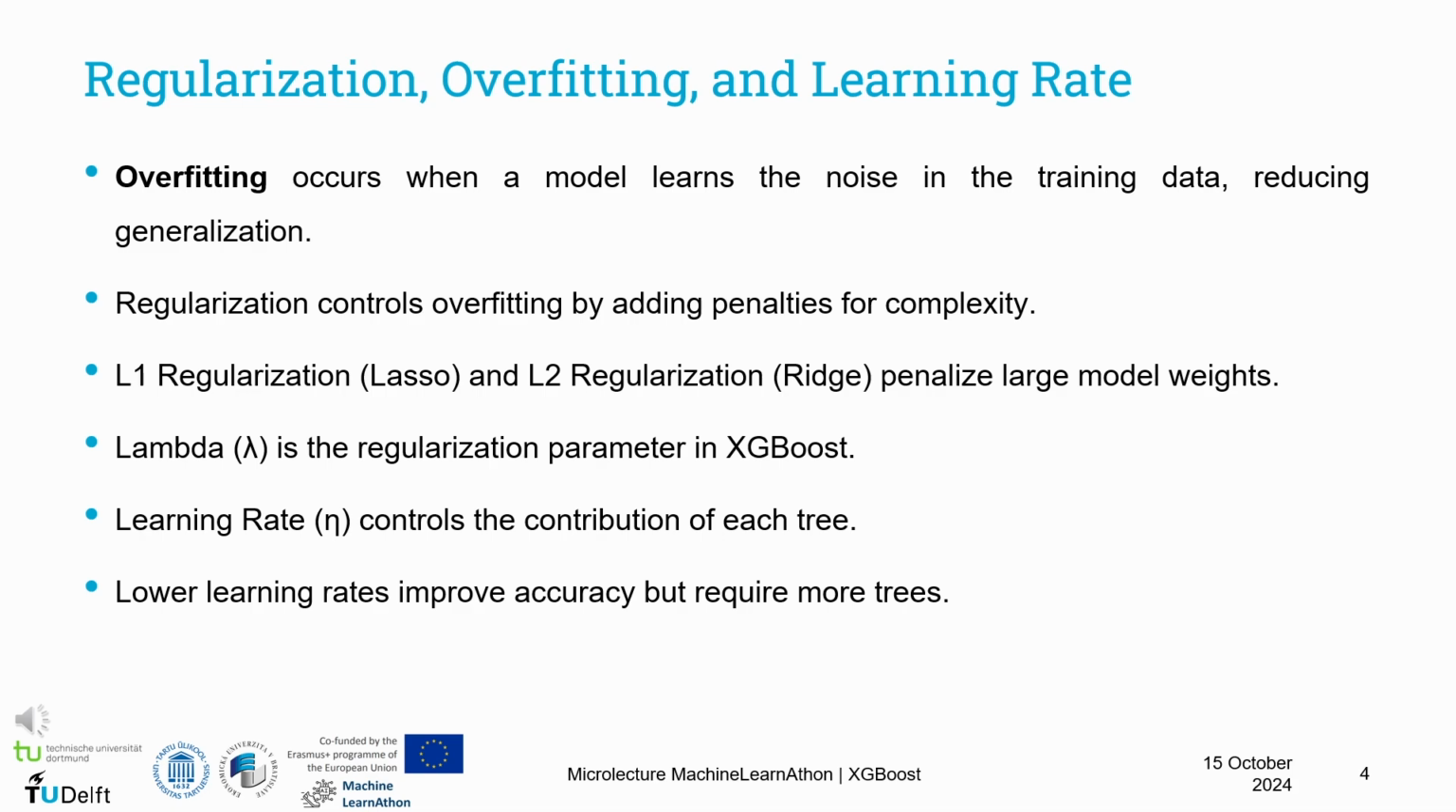XGBoost also includes a learning rate known as eta. The learning rate controls how much influence each new tree has on the final prediction. A smaller learning rate results in better accuracy, but it requires more trees to converge, which can become computationally expensive.